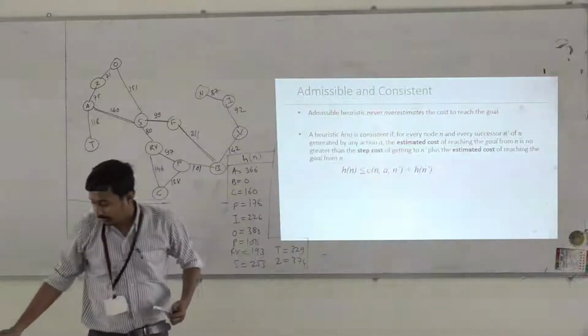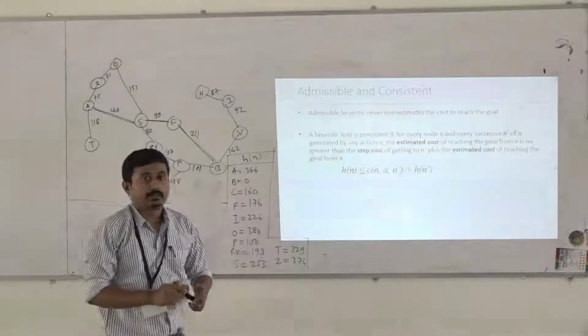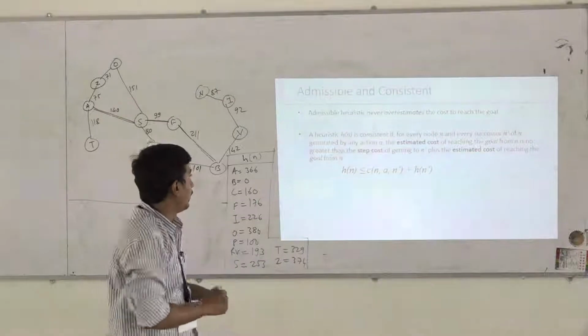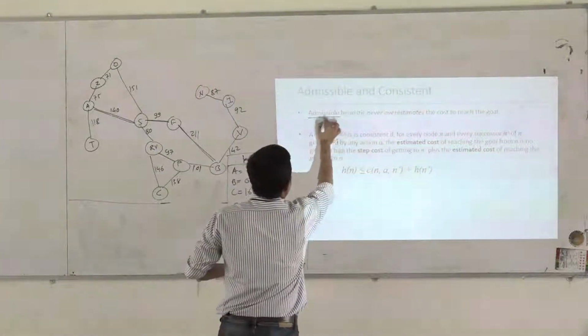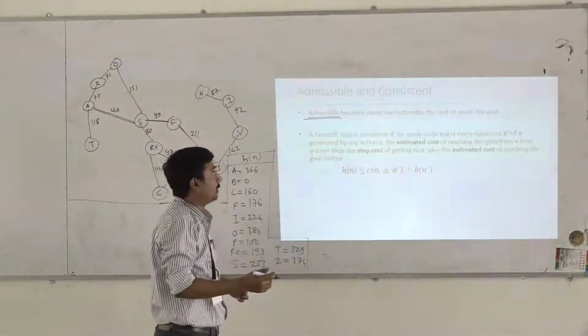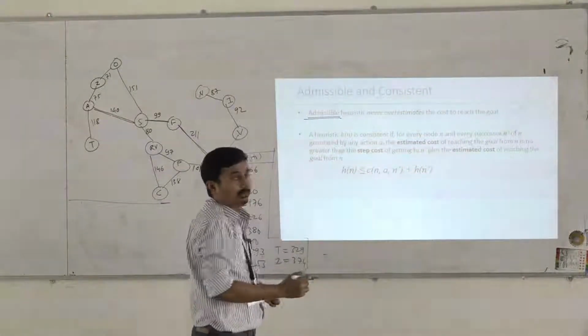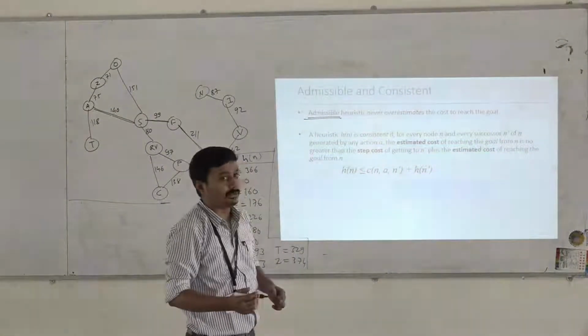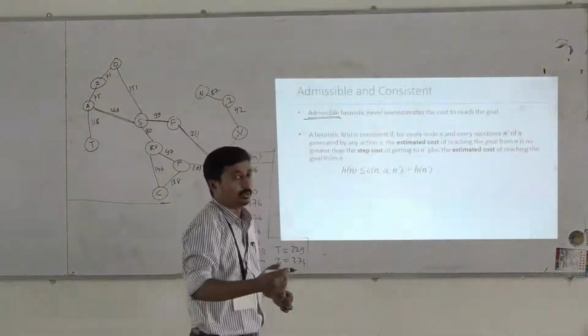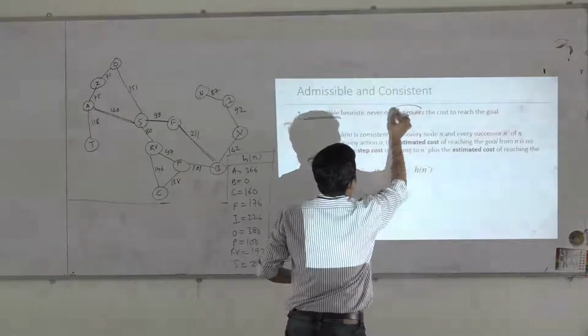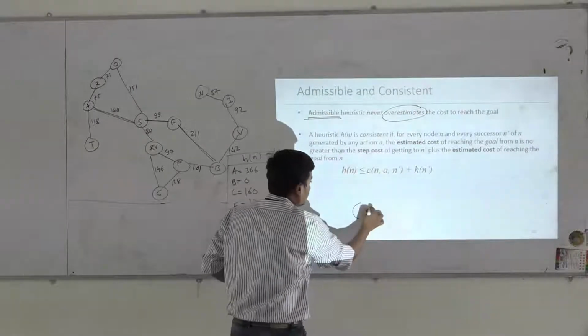So we have seen that the tree version of A-star algorithm is optimal if it is admissible, if its heuristic function is admissible. So what do you mean by that? An admissible heuristic never overestimates the cost to reach the goal. What do you mean by overestimation? So consider this example.